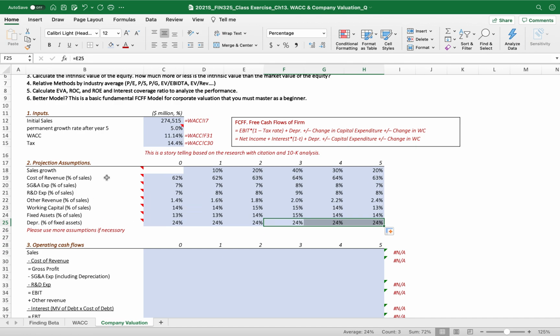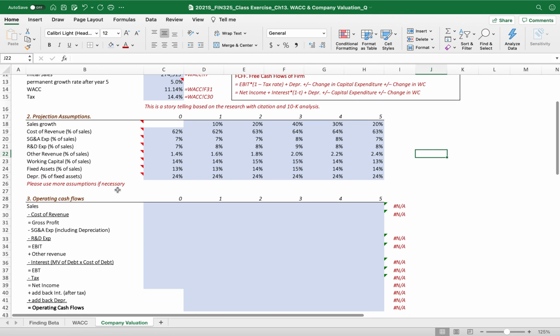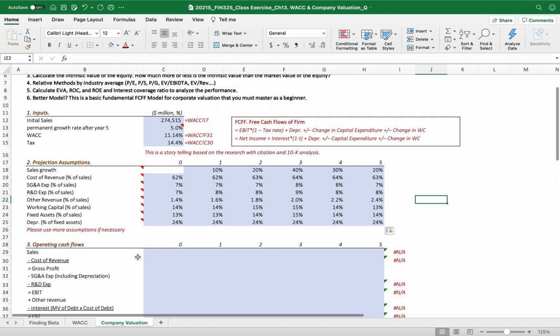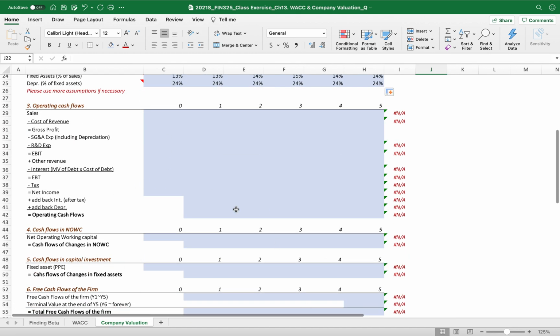You can develop this project assumptions based on the fact that you found some new research information. Okay, and then we will use this project assumptions in the operating cash flows and the other cash flows part.